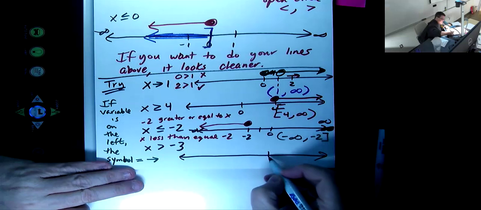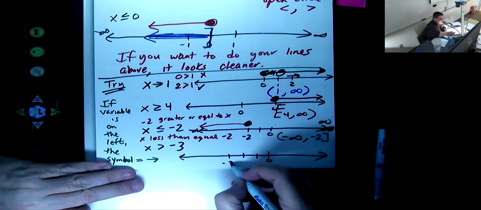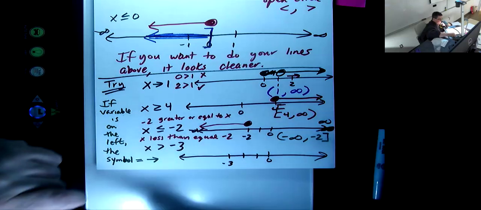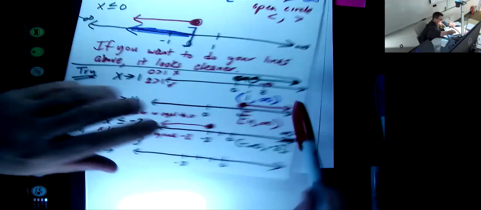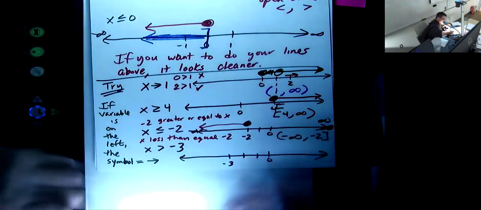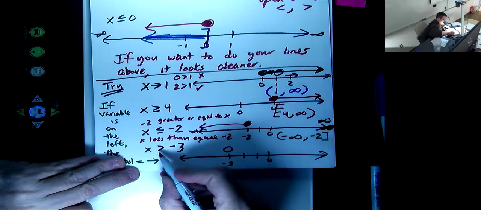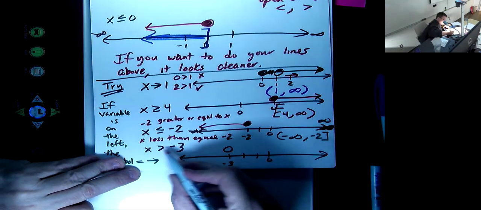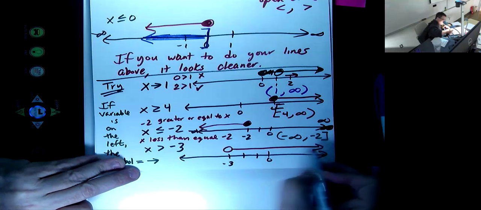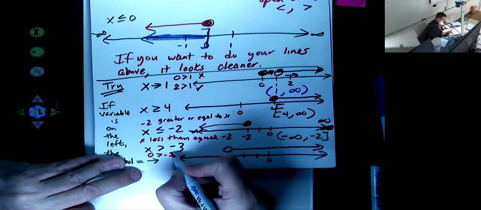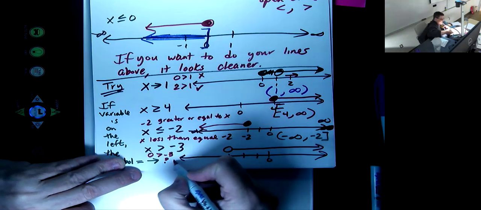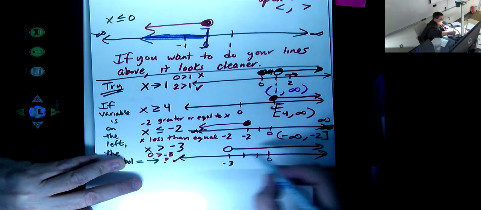All right, finally, -3. What's going on here? X is greater than -3. Yeah, hollow to the right. Should be hollow because there's no equal portion. And the arrow is pointing to the right when X is on the left. Another way of verifying that is going, is 0 greater than -3? Yes, it is. 0 is over here, so we're gonna point in the direction of 0.